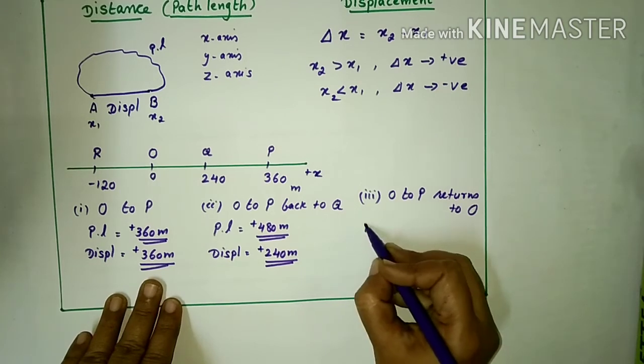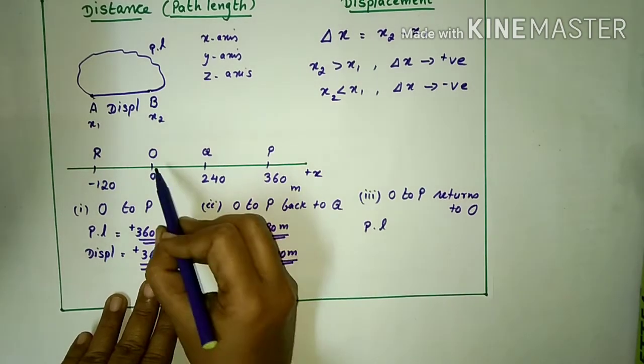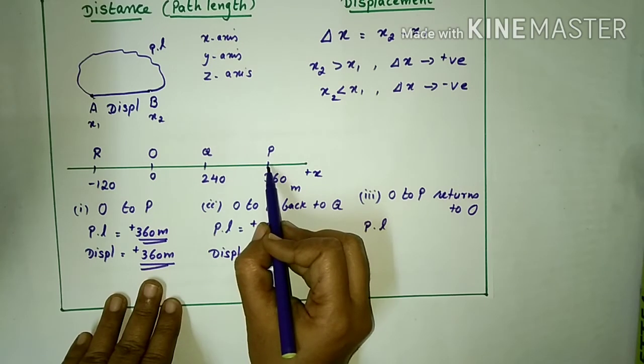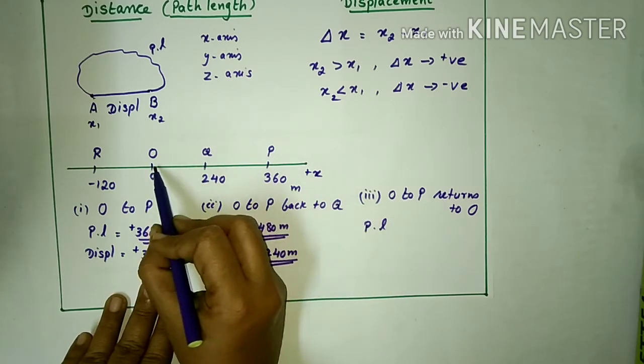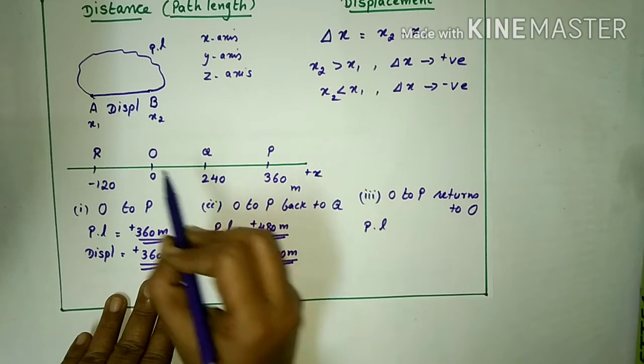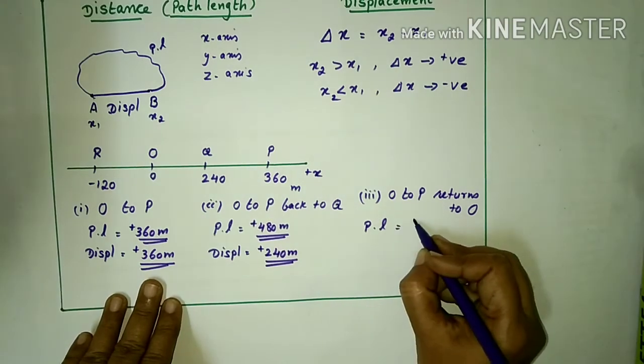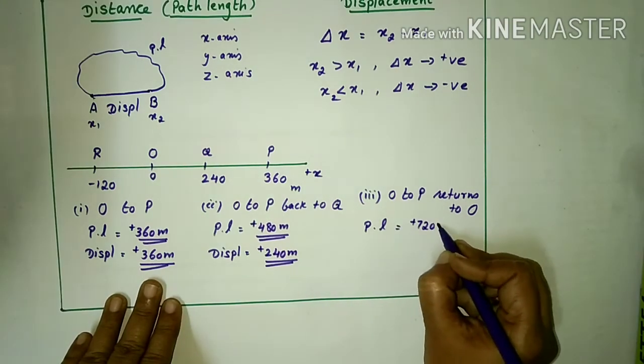So what is the path length? O to P then returns to O. So what is the path length? 360 plus 360, that is equal to 720 meter.